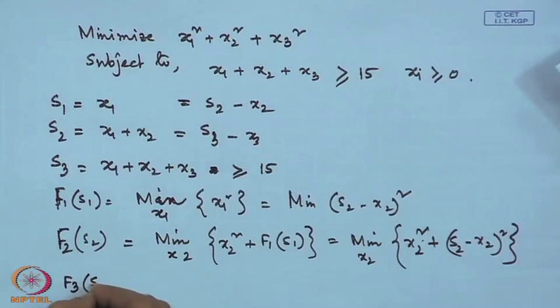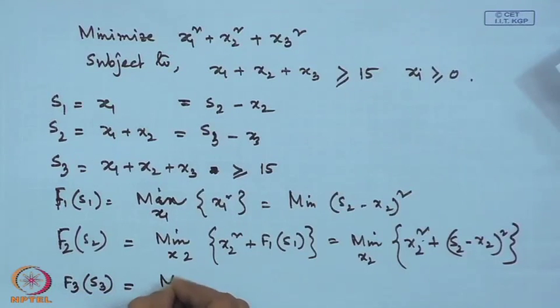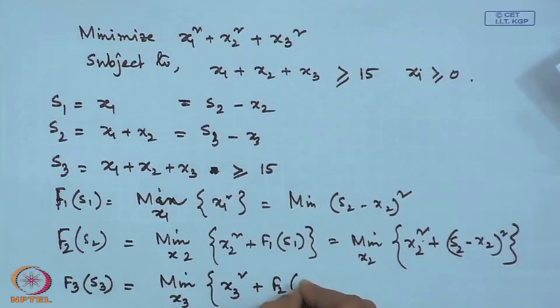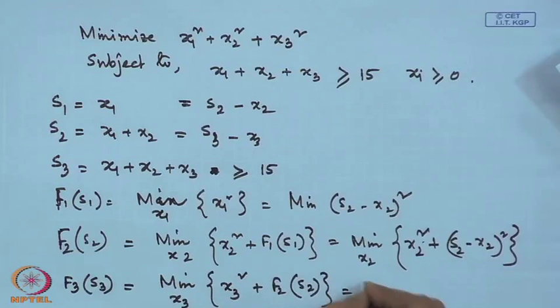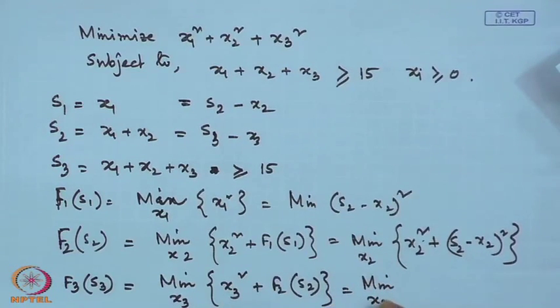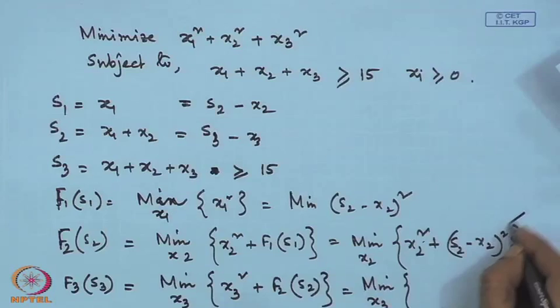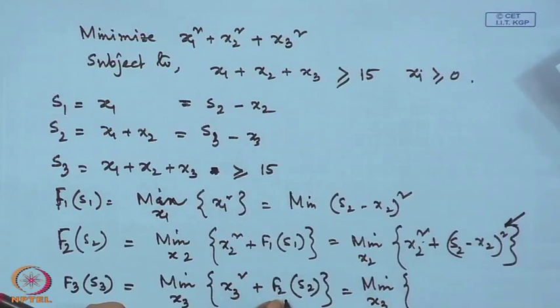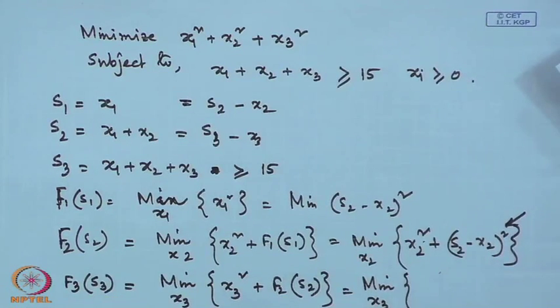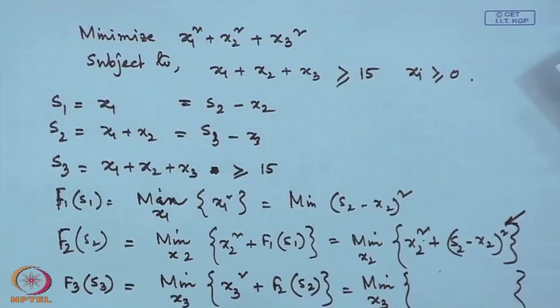Move to the next, f3(s3). There this would be minimization of x3 square plus f2(s2). That means minimization of x3 and f2(s2), again we have to convert it further. That is why let us solve the problem. Let us first solve this problem, then only we will get the optimal solution, then only we can construct this one, otherwise it is not possible for us.